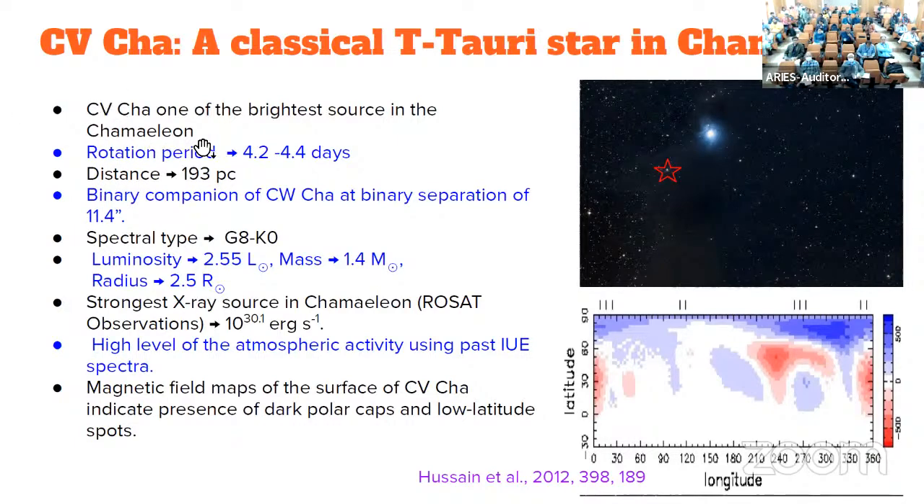So the magnetic activity of the one star, this is also another T Tauri star, but there is little effect on each other because of the distance, the wide binary. Spectral type was given as G8 and TGM. These are the basic parameters, luminosity, mass, and radius, that were found in our previous studies. It was found to be the strongest X-ray source in this cloud, with an X-ray luminosity of 10 to the power 30.4 erg per second. Also a high level of atmospheric activity has been found in the past using UV spectroscopy.